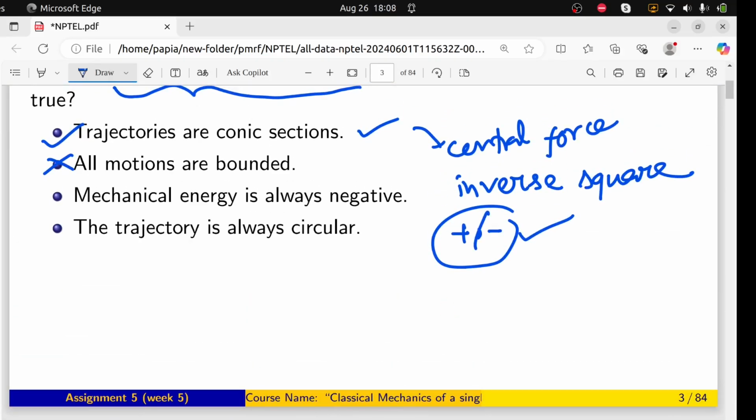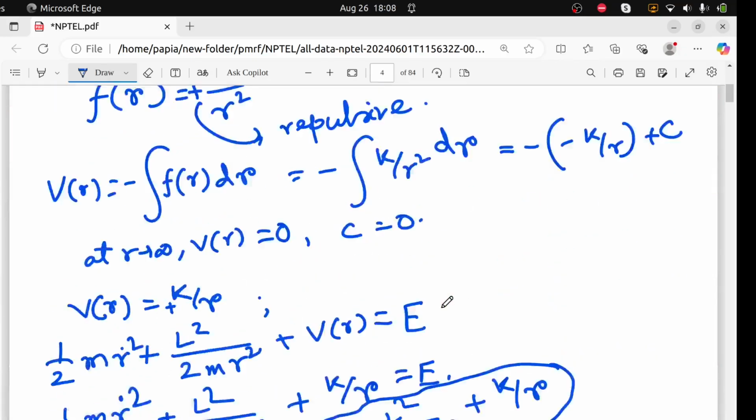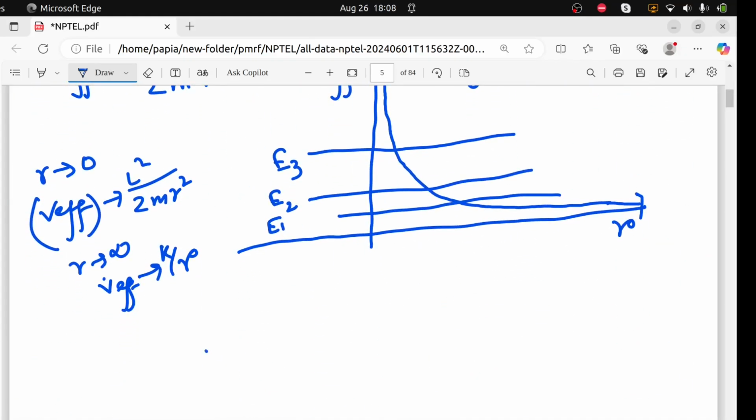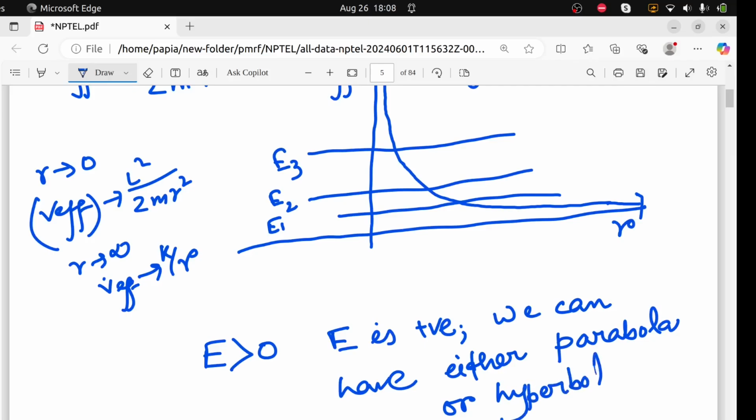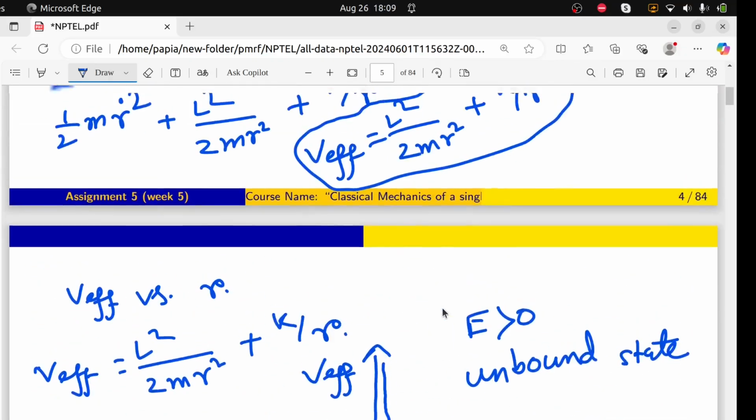That is not correct. Mechanical energy is always negative. No, mechanical energy is not always negative. We can see that our energy is getting positive here. And obviously we were seeing in the previous classes that if energy is positive, we can have either a parabola or a hyperbola, right? So these two can be possible here.